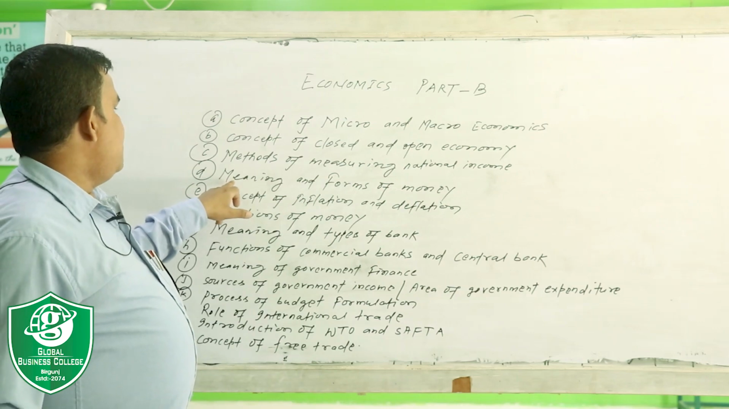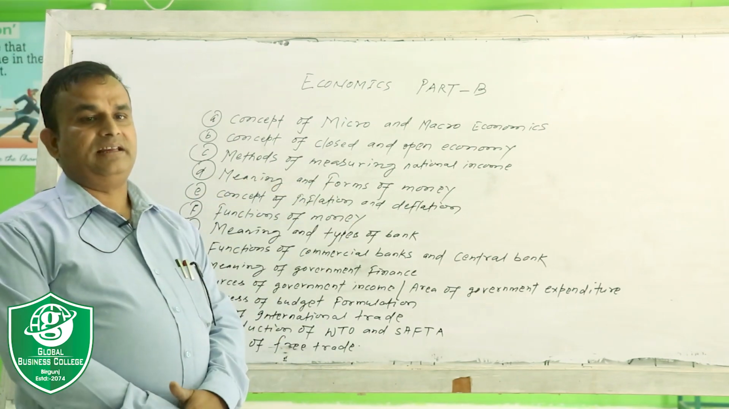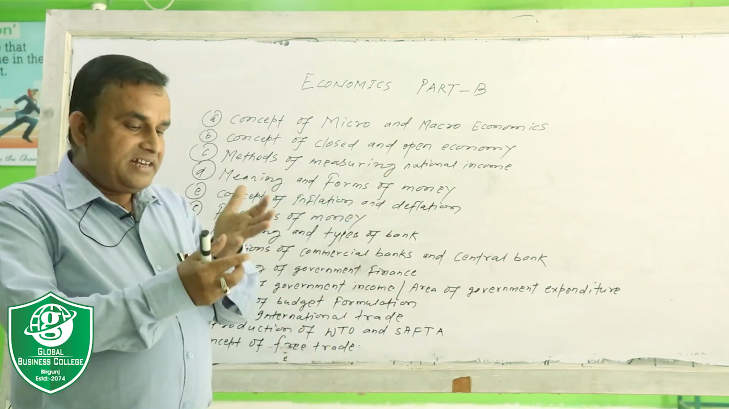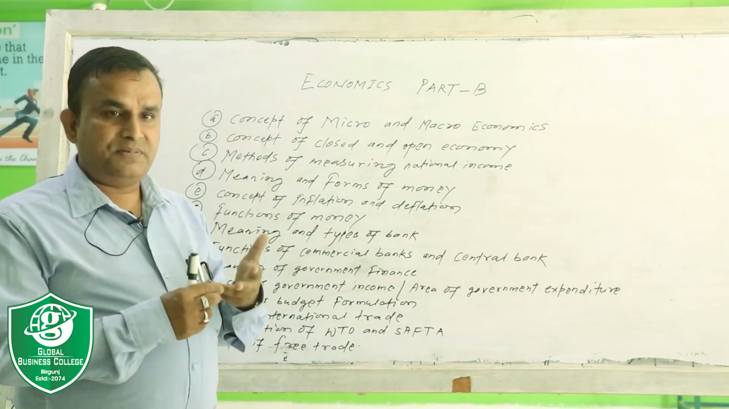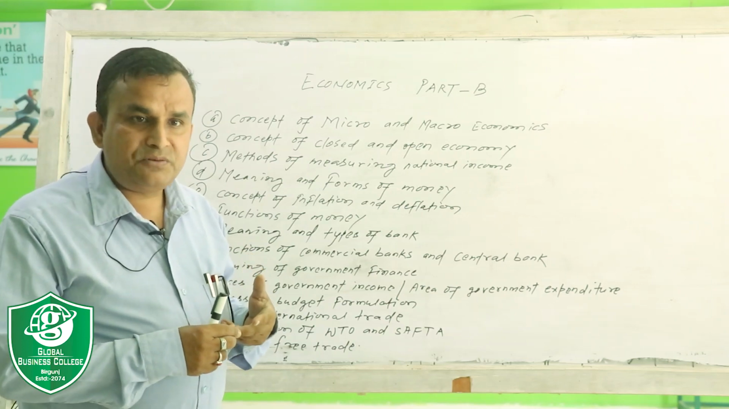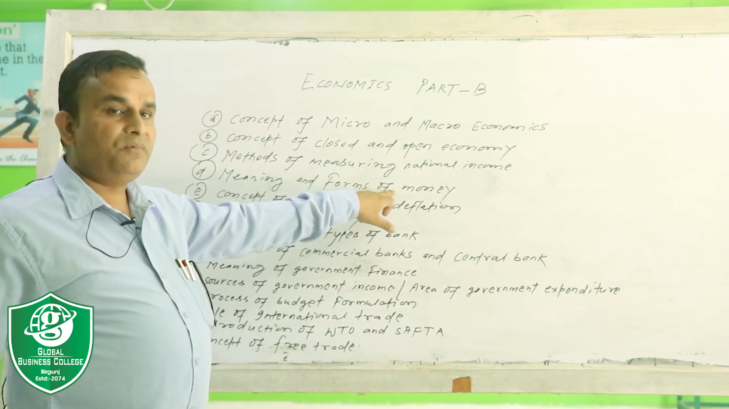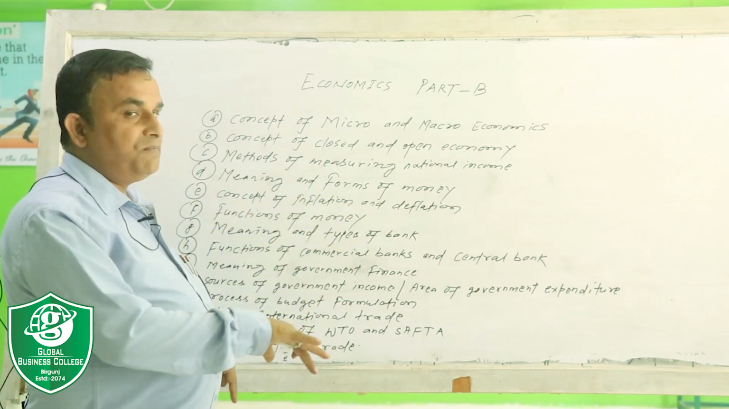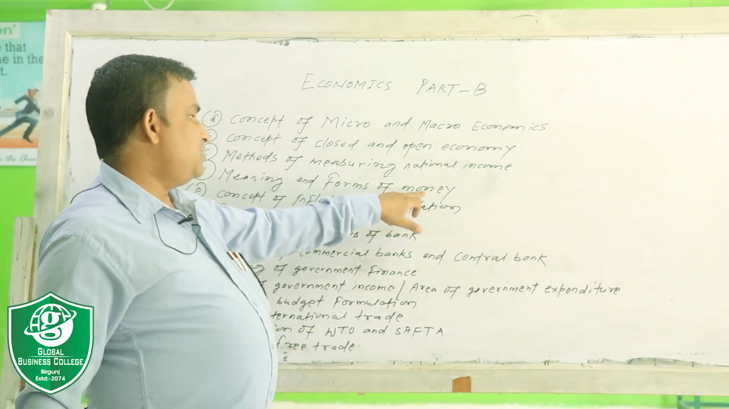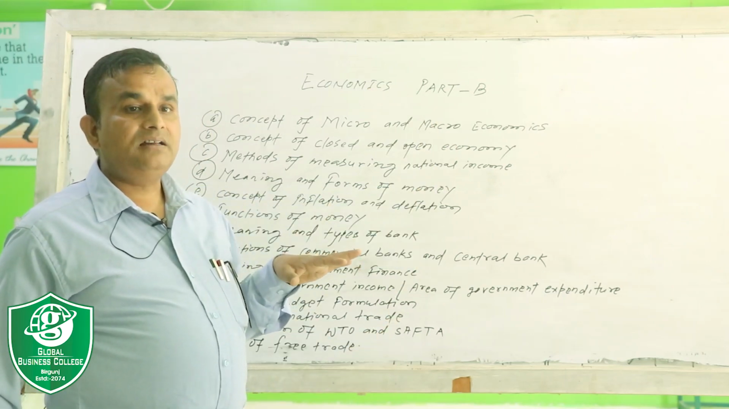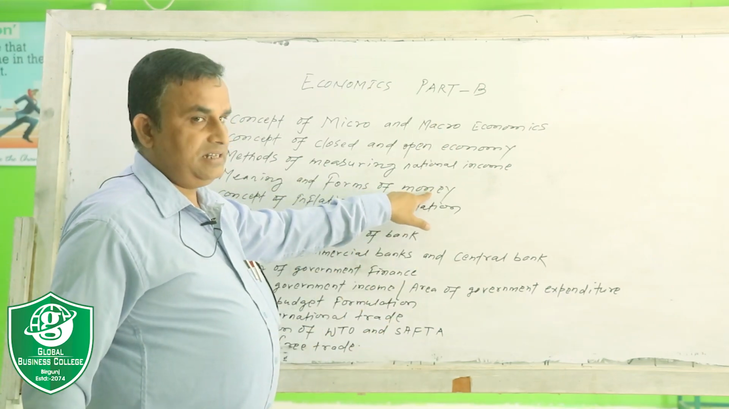Then, meaning and forms of money. What is called money? What are the types of money? What is metallic money? What is paper money? What is credit money? These things, I mean the forms of money and the invention of money. The word money has been taken from the Italian word moneta. You have to study these things.